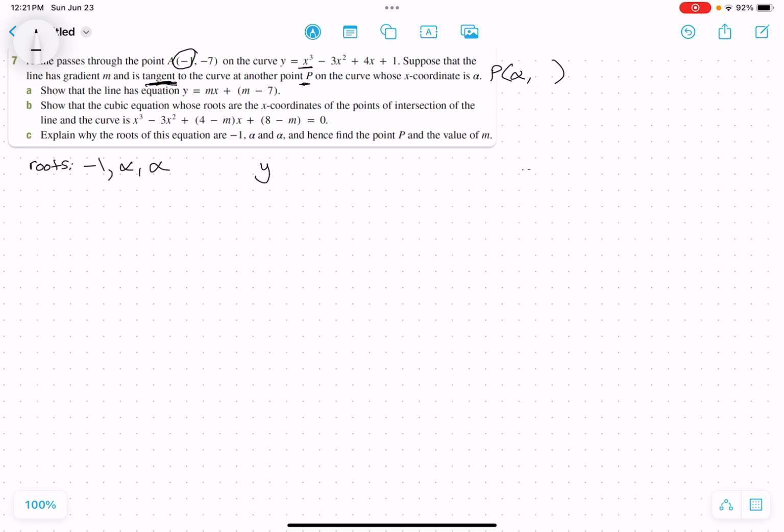So we've got this line y equals mx plus b, let's say, or c, whatever it is. If I put those two curves together, these are the three roots of that equation. So show that the line has this equation.